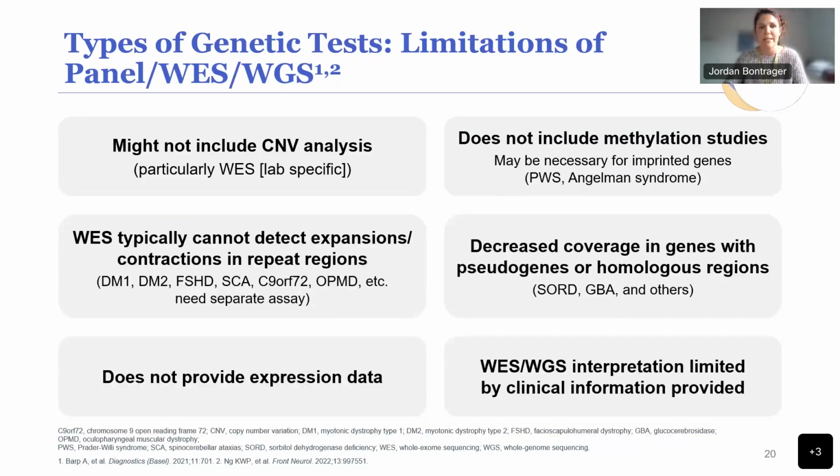Even though this test is very comprehensive, there are limitations. It may or may not include copy number variant analysis, particularly exome. It won't include methylation studies, so there are certain disorders that might be missed, like Prader-Willi syndrome, Angelman syndrome, some more of these pediatric disorders, but if there's a methylation-based disorder, it would be missed. Exome can't detect expansions or contractions in repeat regions. Anything that's difficult to sequence, like pseudogene regions, might have decreased coverage, so you want to make sure that you're checking on coverage for those if you're specifically interested in those genes. You aren't going to get expression data, and again, to harp on this, the test is only as good as the information you provide to them.